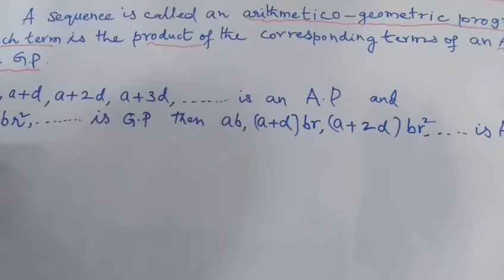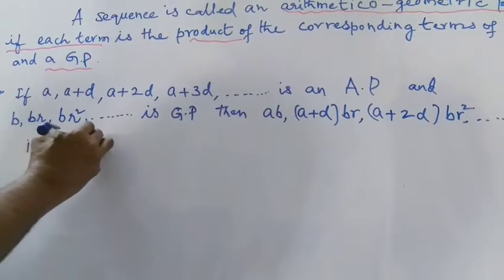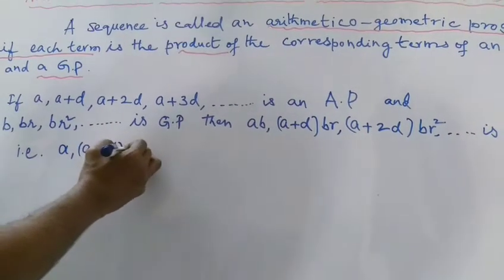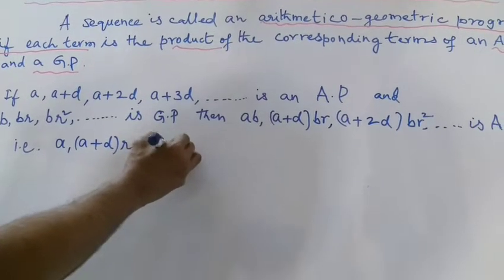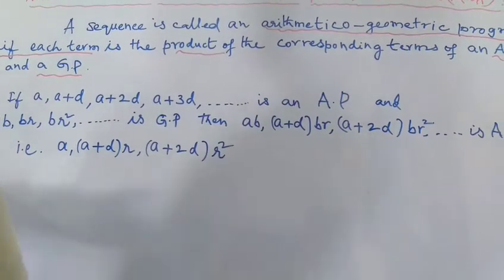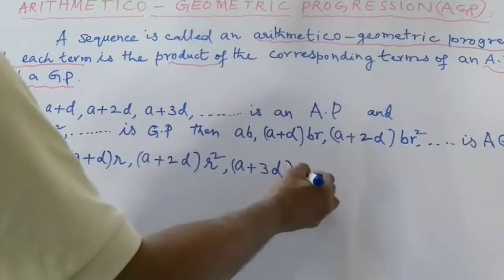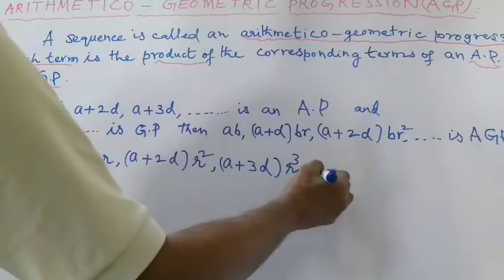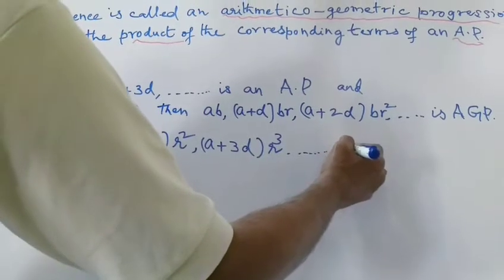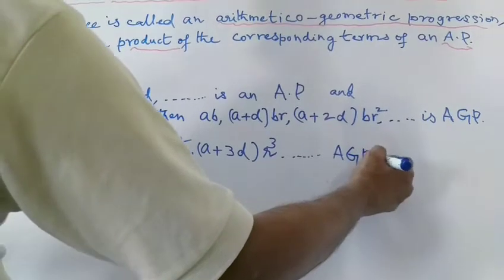That is, a, (a plus d) into r, (a plus 2d) into r square, (a plus 3d) into r cube, and so on is an arithmetic geometric progression sequence.